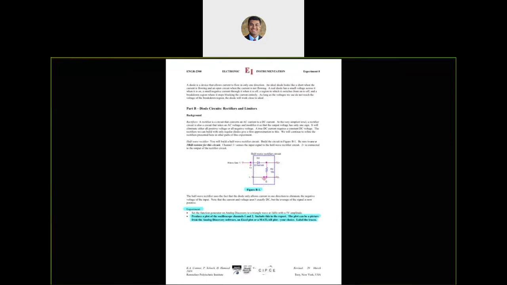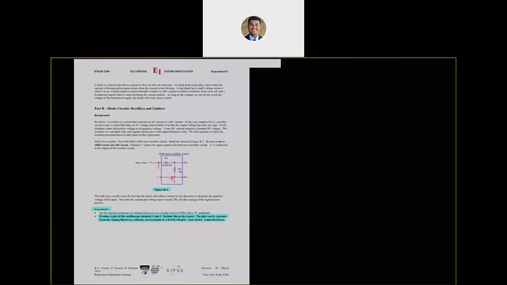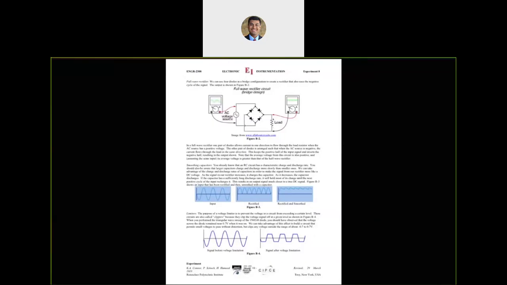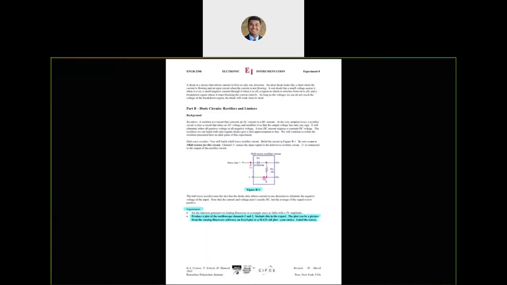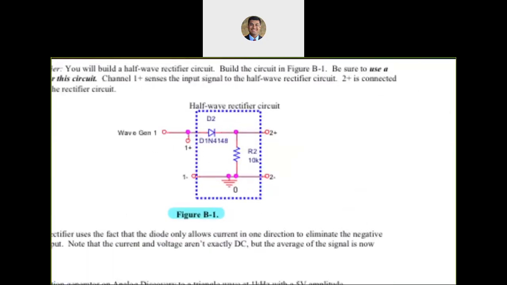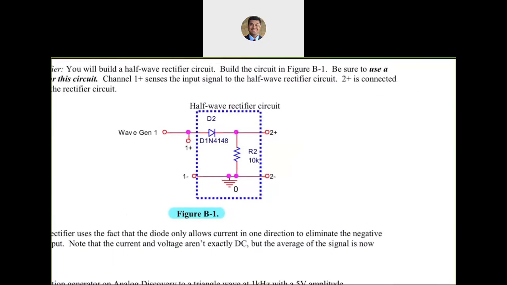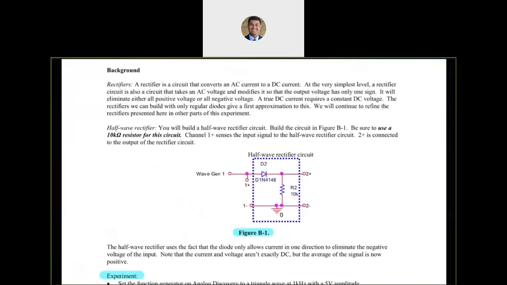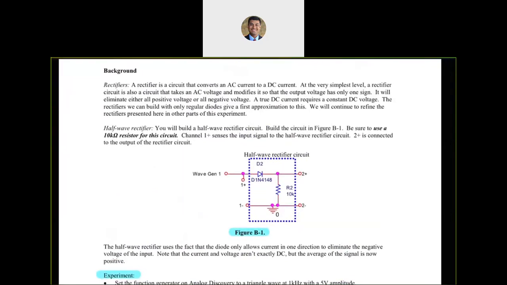For a half wave rectifier, and we'll also talk about a full wave rectifier, for example, we can actually do it over here. So half wave rectifiers are circuits that are responsible for converting AC to DC. I'm going to highlight that over here. Convert AC current to a DC current. So something that keeps changing with time, I'm going to convert to something that doesn't change with time.